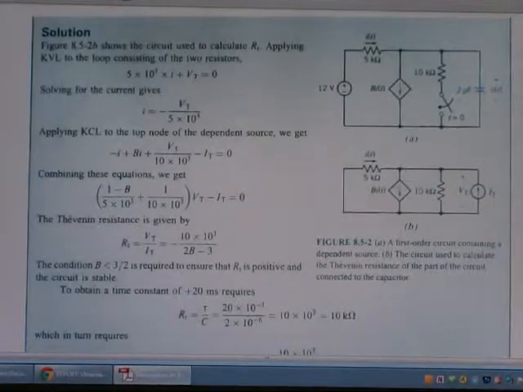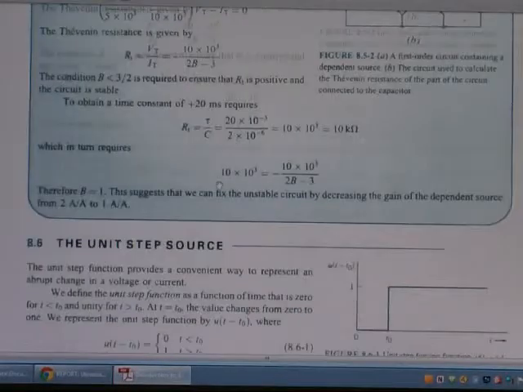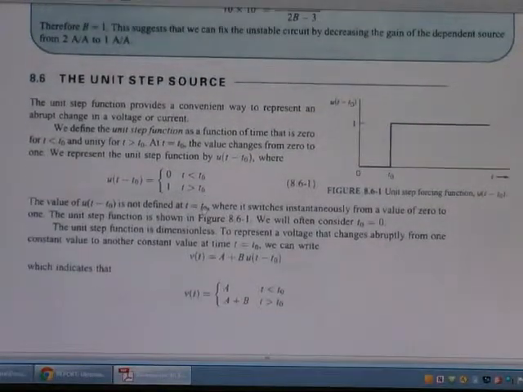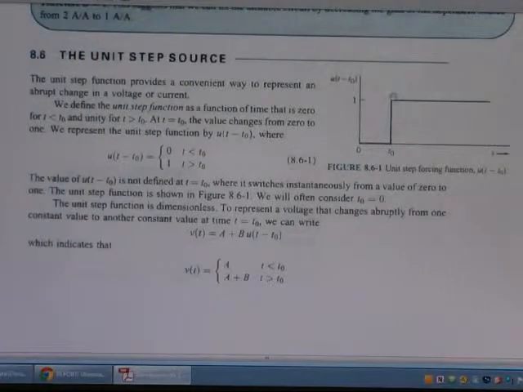So these are the unit step response functions. The unit step response function is this one. This is the unit step at 0 and this is t0. For t less than 0 it is 0, and for t greater than 0 it is 1. So this is u(t minus t0). This is the unit step function.